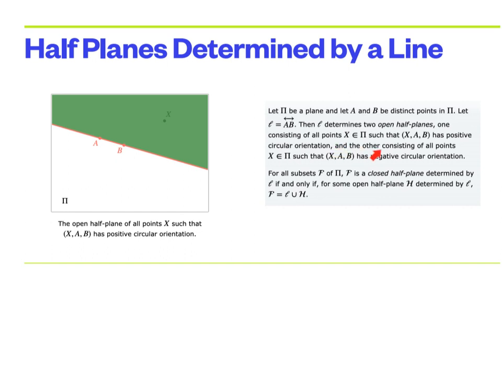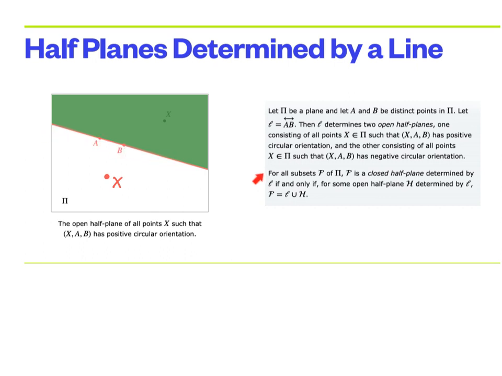Whereas the other consists of all points x in the plane such that XAB has a negative circular orientation. So now we're going to be talking about this side here. If I made that x, XAB would be clockwise, or negative, has a negative circular orientation. So I have this line in the plane. One side is one open half plane, the other side is the other open half plane, and the open half planes do not include any of the points on this line.